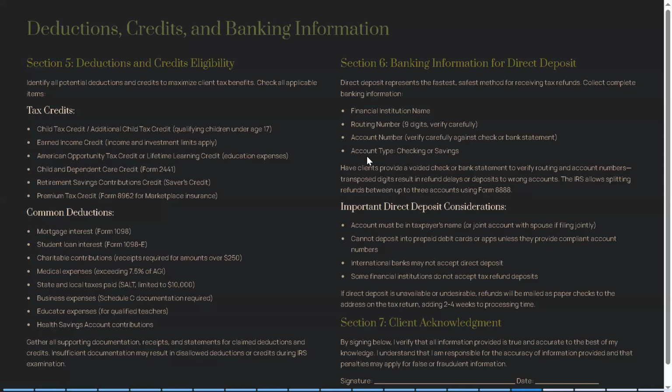And then lastly, they will sign an acknowledgement saying that the information that they provided is true and accurate to the best of their knowledge. They understand that they're responsible for the accuracy of the information provided and that penalties may apply for false or fraudulent information.